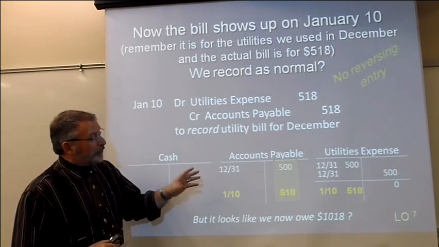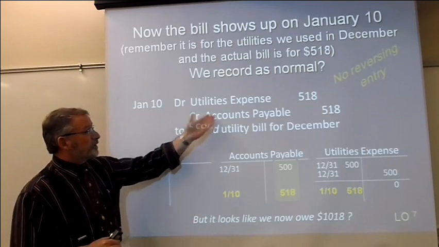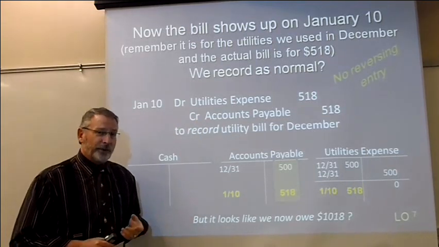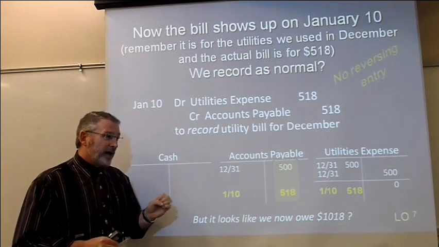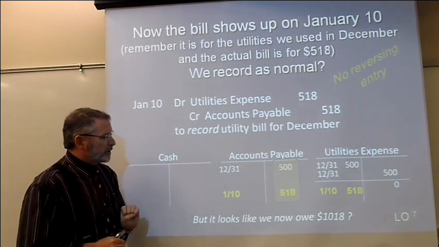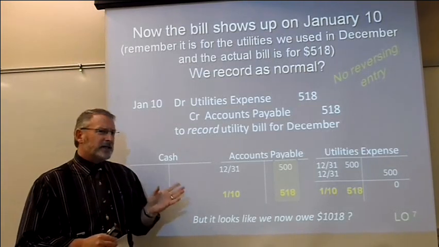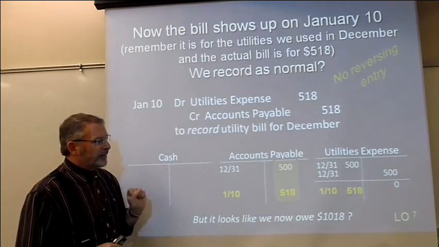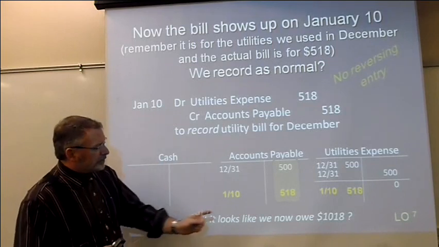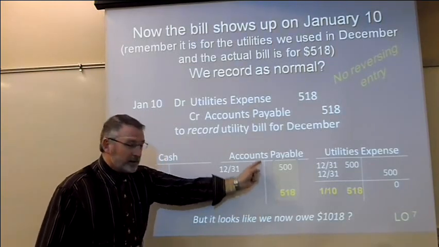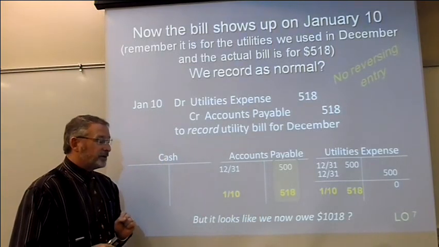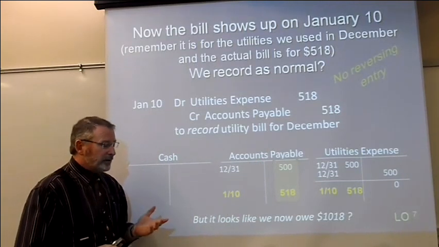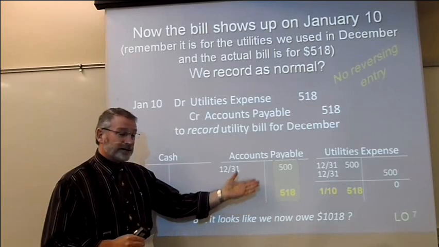So we record that the way we normally record it. We debit utilities expense, and we credit accounts payable, because that's what we do when we get the utility bill. We don't pay it right away, so we debit the expense and credit the payable. In this example, I haven't used a reversing entry, and I want to show you the problem that occurs. We now appear to owe the utilities company $518. But we don't. Sorry, $1,018.